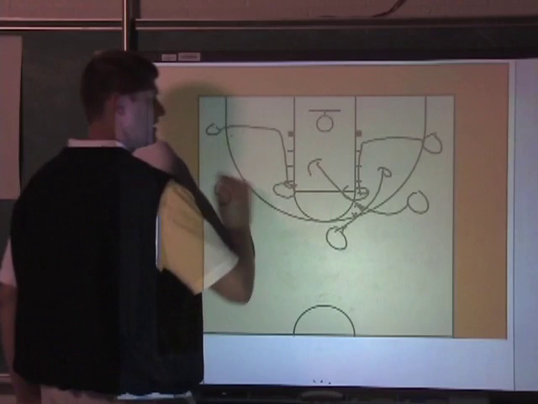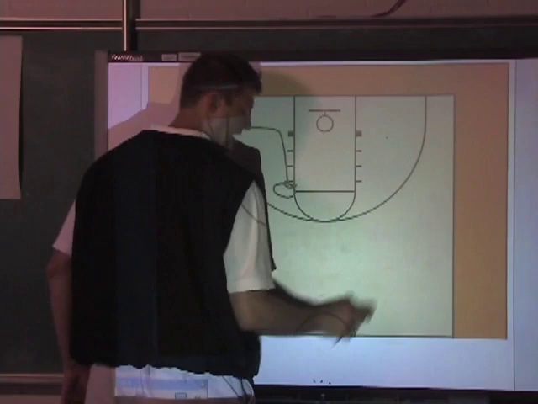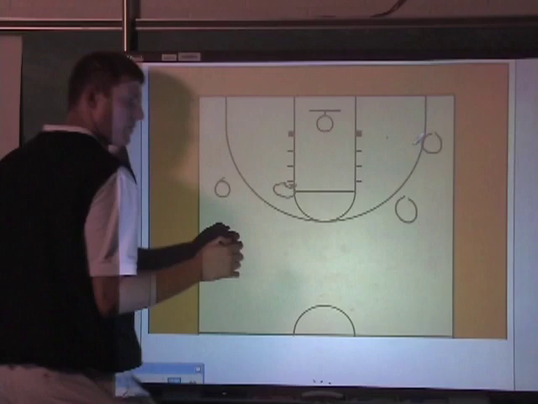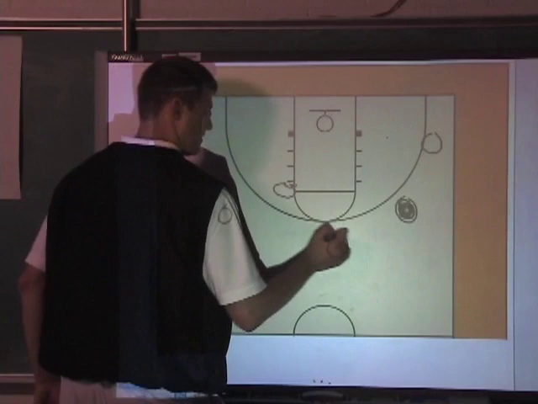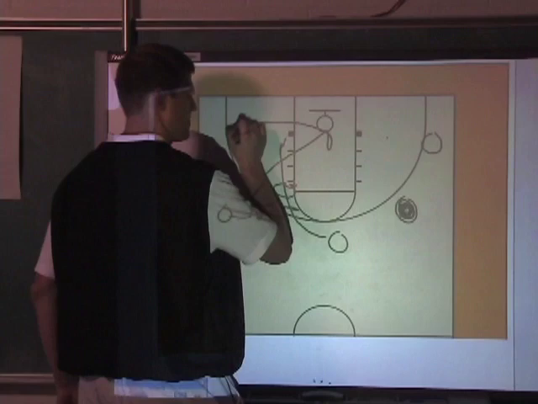Also, in communication, a weak side L cut, like I've drawn here, can then happen at any time once it's been called. Passes made, we might be able to get a weak side X off the shuffle cut here.